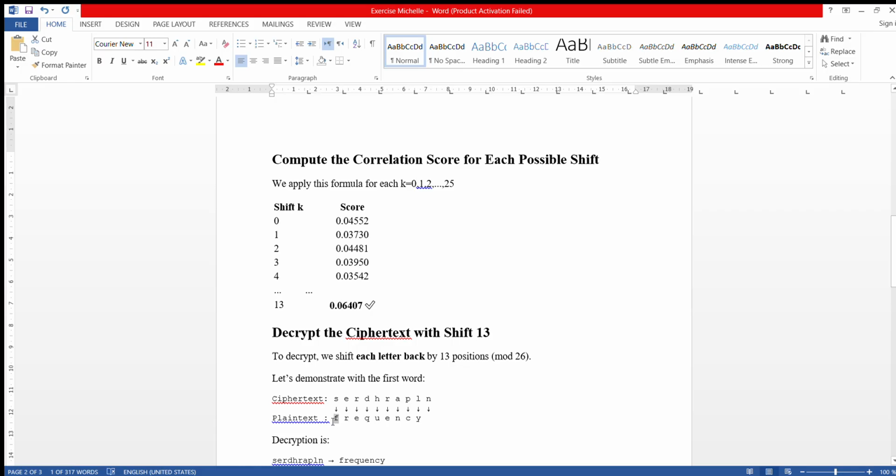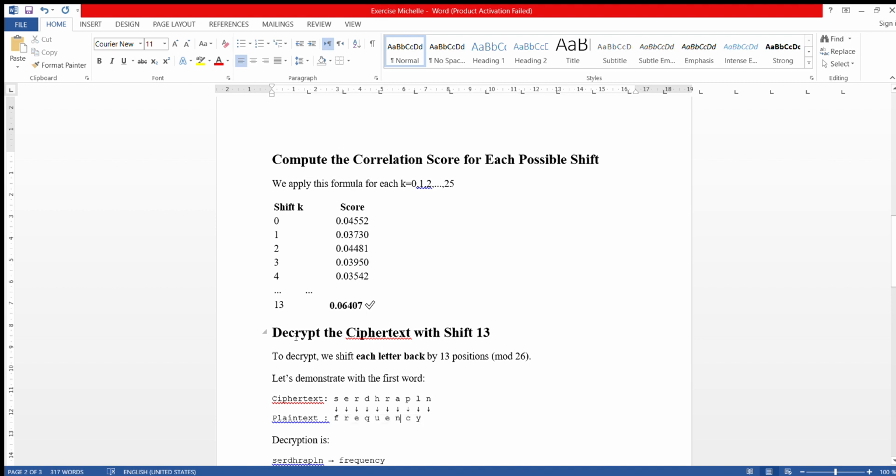You can also see that the difference between F and S is 13. Similarly, in the ciphertext E, you will replace this E by a letter which is 13 letters back from it. So you will find out it's R. Then similarly for R, you will get E. So now you got a meaningful word.